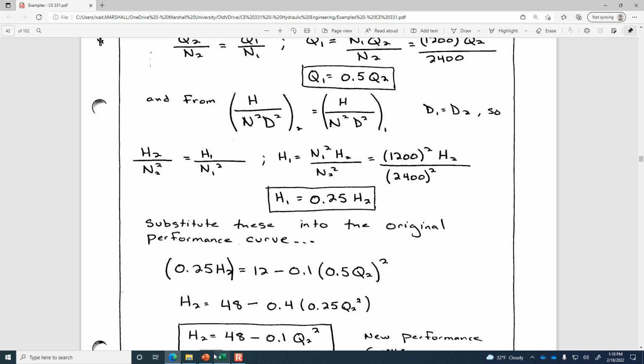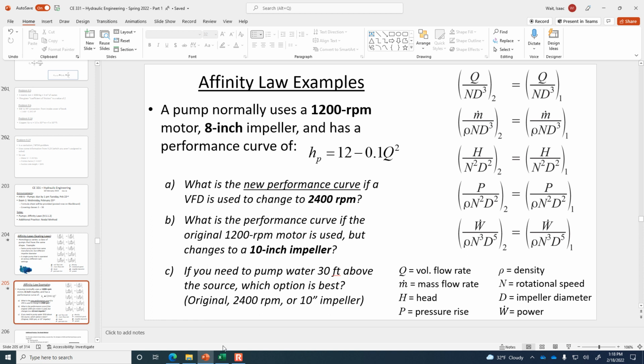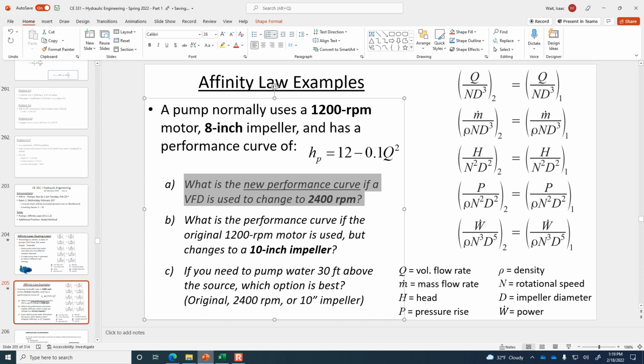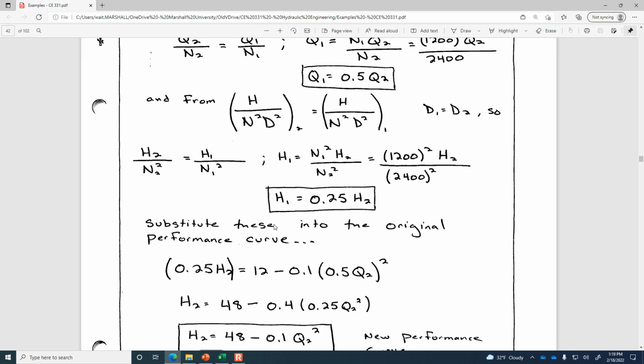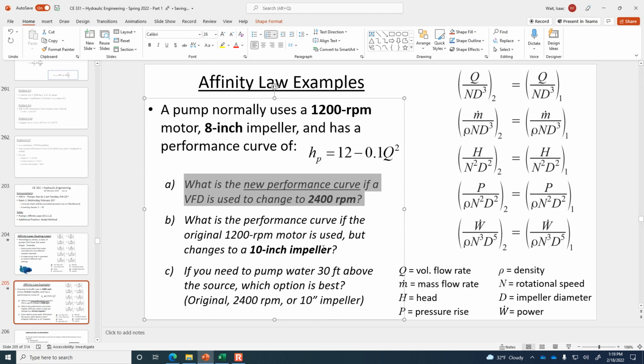All right, so it's kind of interesting. That's just a way for us to predict with these affinity laws how the pump's going to behave in a different scenario. So that's the answer to part A. What would be the new performance curve? Any questions on these calculations that we've gone through together? If not, then let's move on to the 10-inch diameter impeller, and we're going to stick with the original motor.